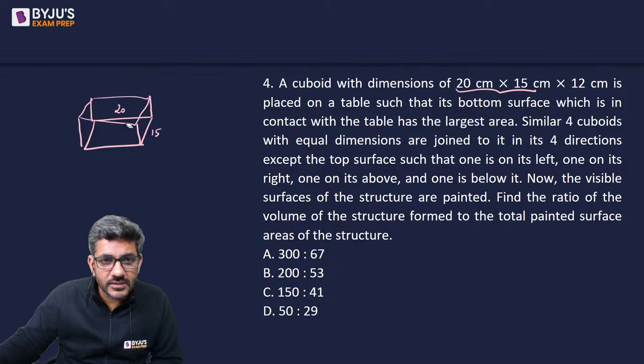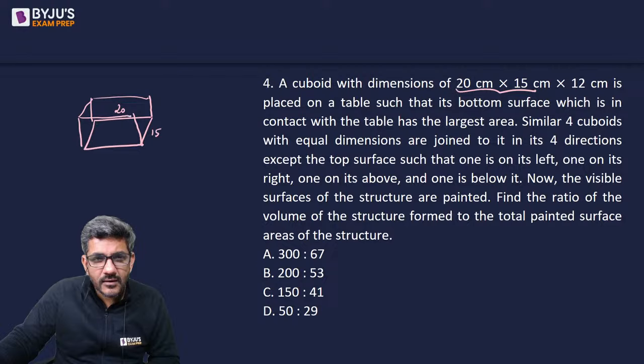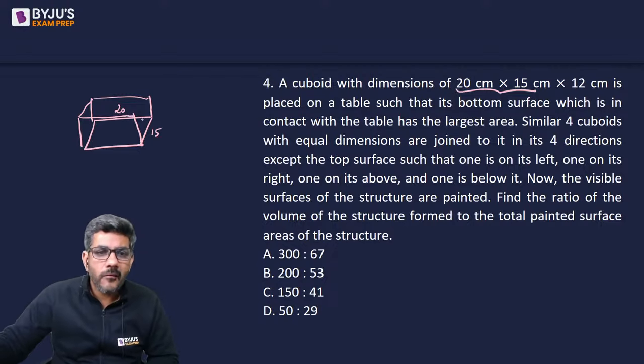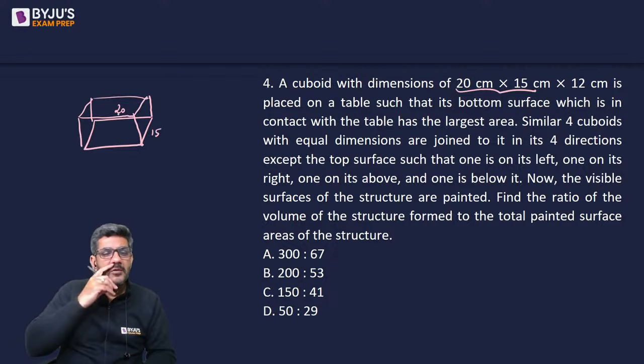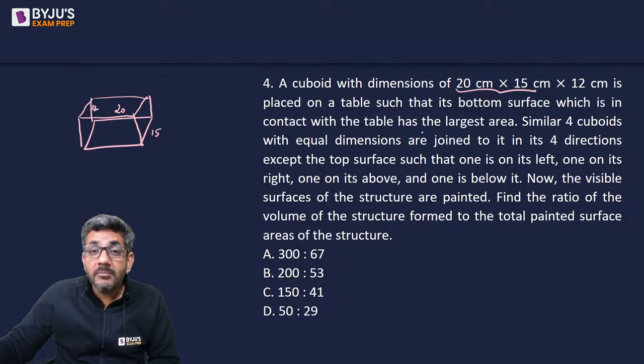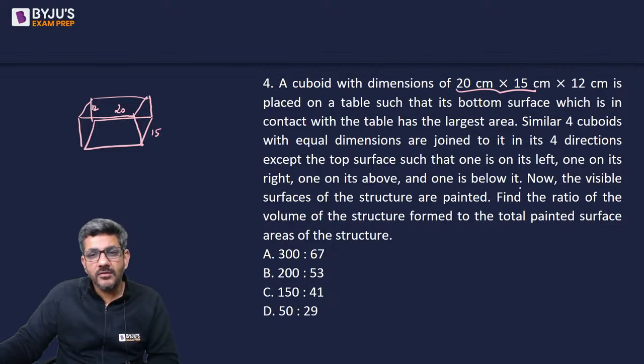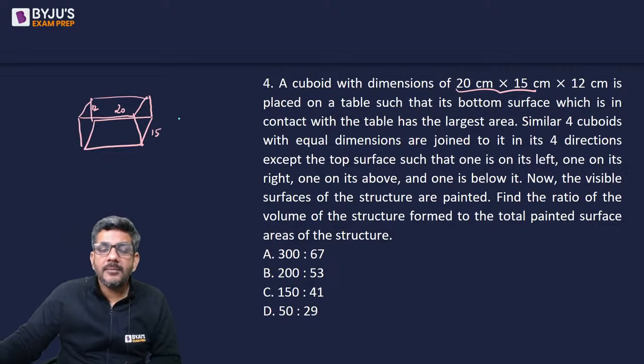This has turned out a bit strange. So please do not go by my drawing. The drawing is quite bad, but it will do. Okay. So this is 20 by 15 by 12. So this height is equal to 12. Then he says similar four cuboids with equal dimensions are joined to it in its four directions, except the top surface, that says that one is on its left, one on the right, one is above, and one is below it. So you have added four more like this.